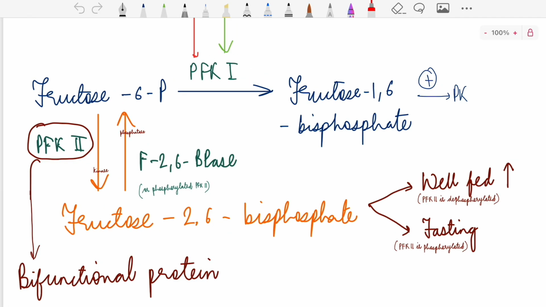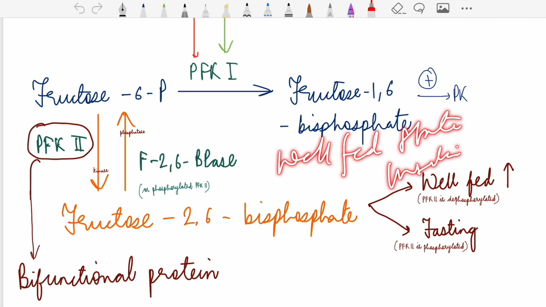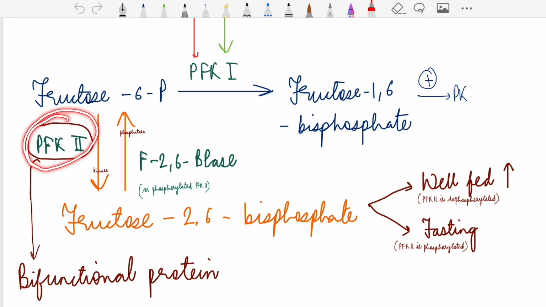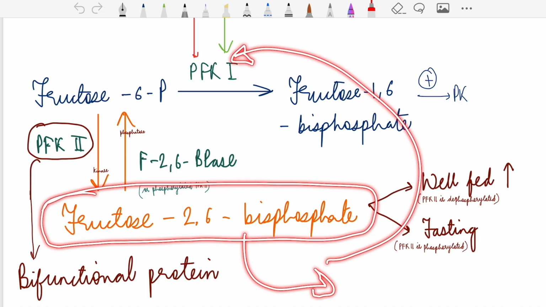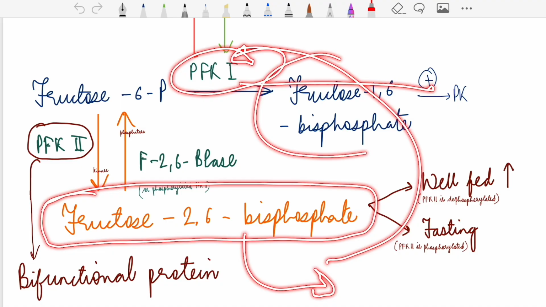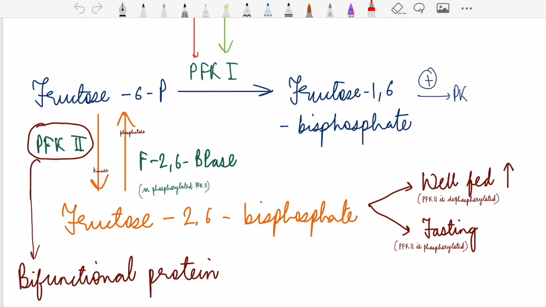So the question is, how does this activate this, right? Glycolysis takes place in the well-fed state. Well-fed state, that is insulin, right? So what does insulin do? It dephosphorylates. Insulin dephosphorylates phosphofructokinase 2, which leads to the formation of fructose 2,6-bisphosphate. So now when fructose 2,6-bisphosphate is increased, it activates PFK1, which leads to fructose 1,6-bisphosphate formation, which leads to glycolysis.